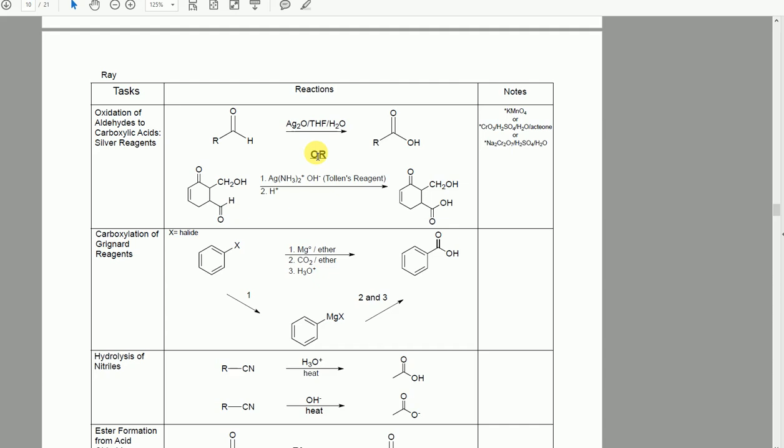So KMnO4 and chromate and whatever reagents, they oxidize everything, right? But the silver reagents, they only oxidize the aldehyde. And so you need to know that specifically, that they target aldehydes.